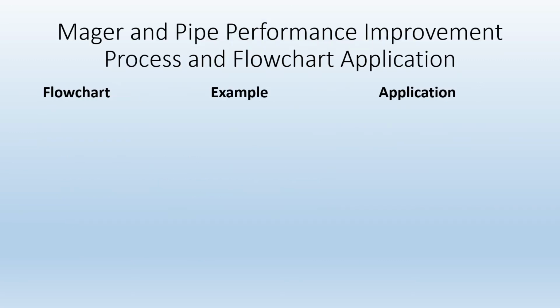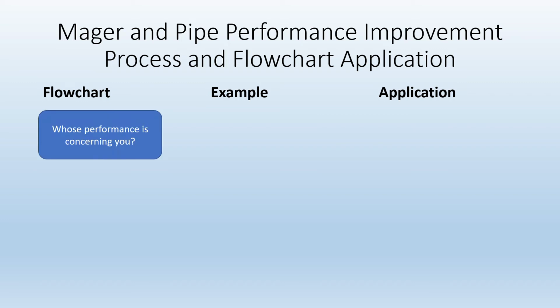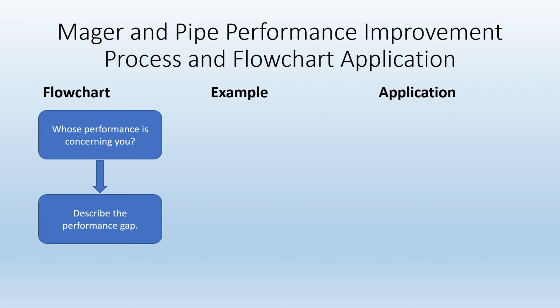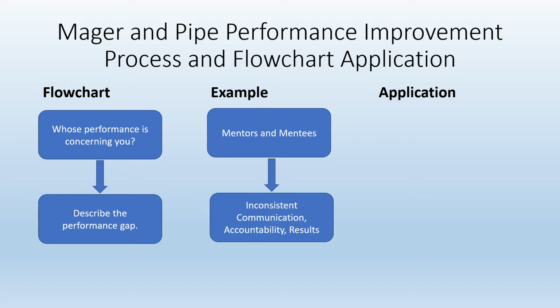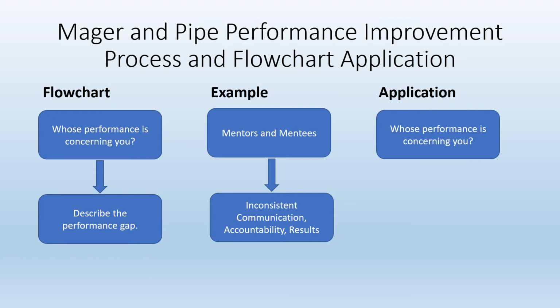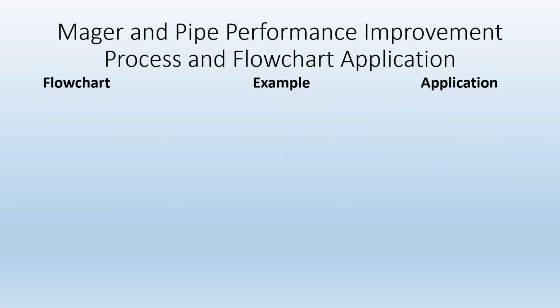Application of the Major and Pike performance improvement process. The first question they ask is, whose performance is concerning you? And then you go on to describe the performance gap. In our example, it's mentors and mentees, and we've had inconsistent communication, accountability form completion, as well as results by the end of the program. In the scenario you're imagining, whose performance is concerning you? And what are the performance gaps?